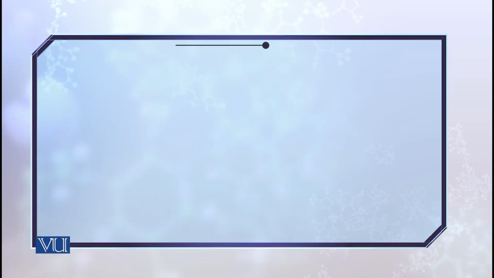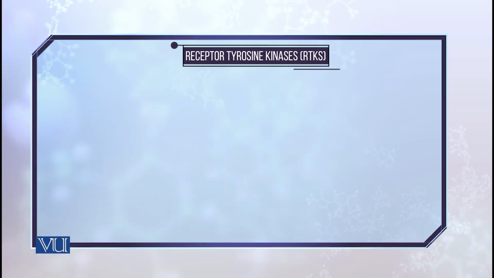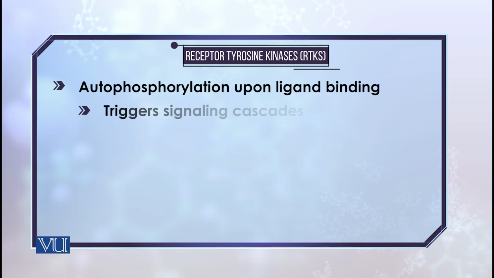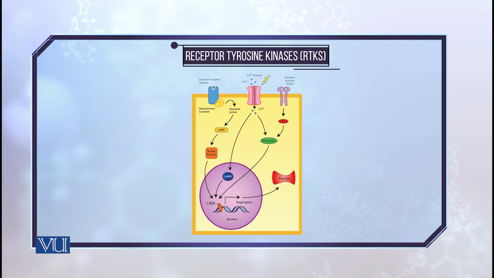Then there is another class of receptors which is not as big in terms of size as the GPCRs. These are the RTKs, receptor tyrosine kinases. Receptor tyrosine kinases act in a similar way to the GPCRs, in the sense that they also receive the signal, and this signal gives rise to an activation, which then elicits a response.